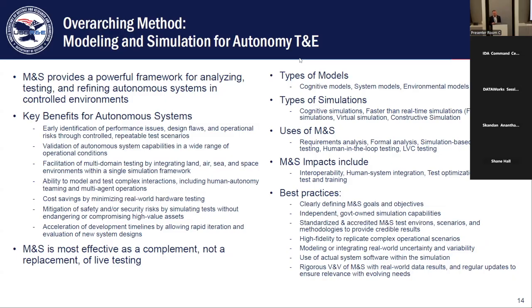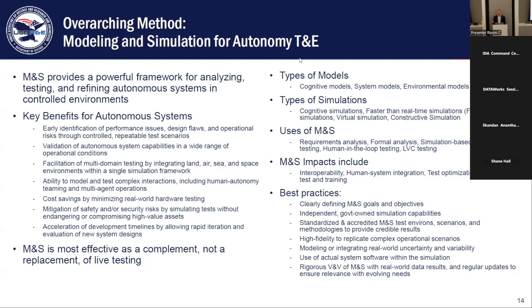used to its best, optimal application. But there's a bunch of benefits you can get from M&S for autonomy T&E. You can early identify issues. You can validate capabilities across a bunch of conditions that maybe you don't have the time or money or whatever to test. You can do multi-domain stuff via simulation. You can test interactions via simulation early. You can do a bunch of cost savings by simulating a bunch of things instead of doing them live.